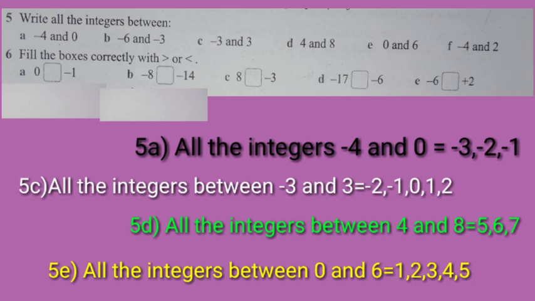Write all the integers between (d) 4 and 8. Here the integers between 4 and 8 are 5, 6 and 7. (e) 0 and 6. Here all the integers between 0 and 6 are 1, 2, 3, 4, 5.